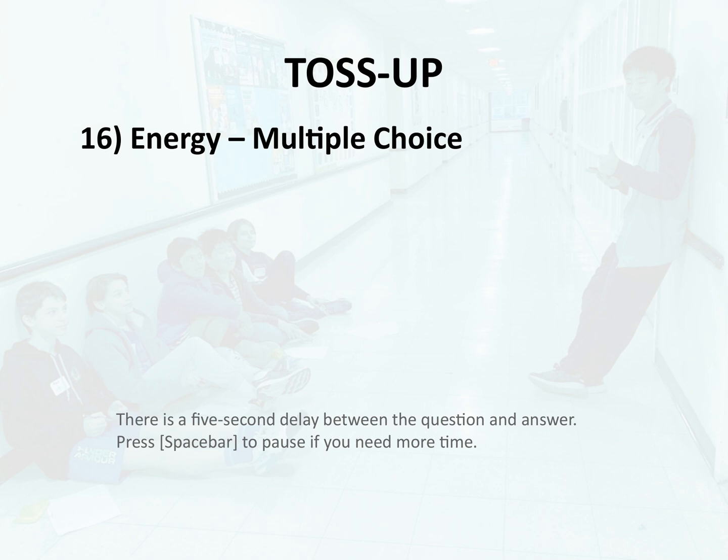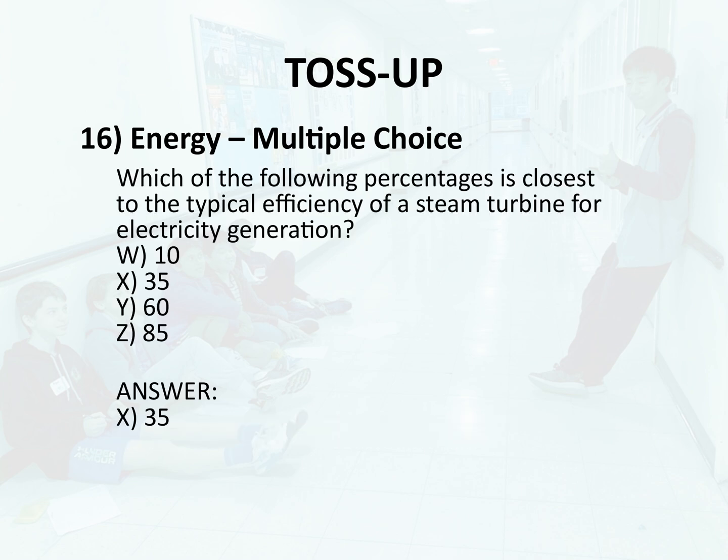Toss-up 16. Energy, multiple choice. Which of the following percentages is closest to the typical efficiency of a steam turbine for electricity generation? W. 10. X. 35. Y. 60. Z. 85. Answer: X. 35.